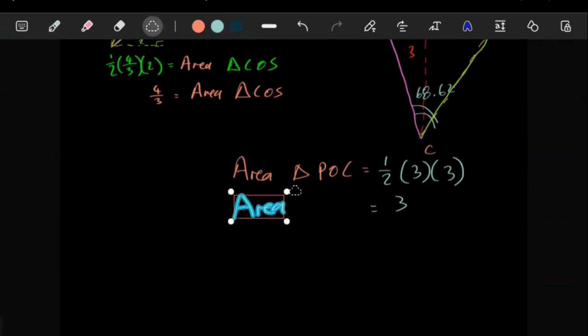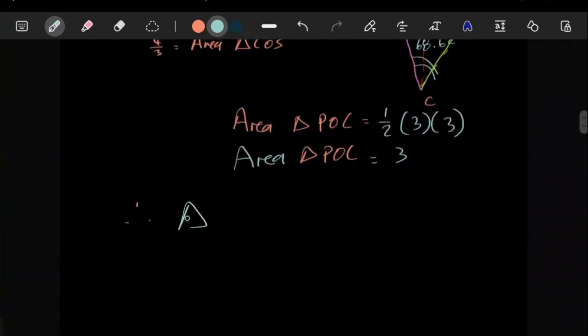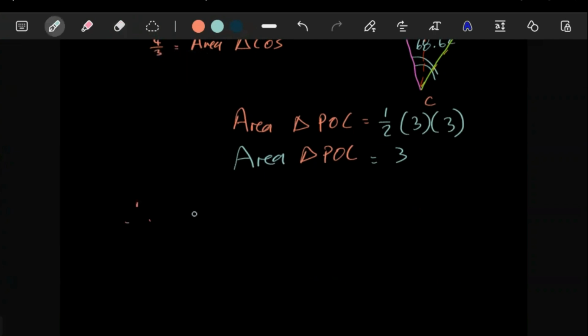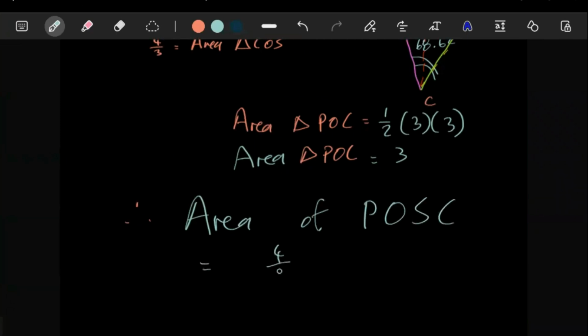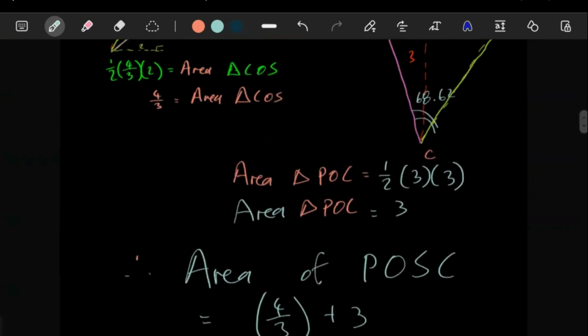So obviously we can just combine those two. Therefore, the area of the shape they're talking about, POS, no, it's not a triangle. Let's write out the area of POSC. It's going to be equal to 4/3, and then you need to add the 3. All this in the calculator. Let me see what this is giving us. Half base times height.